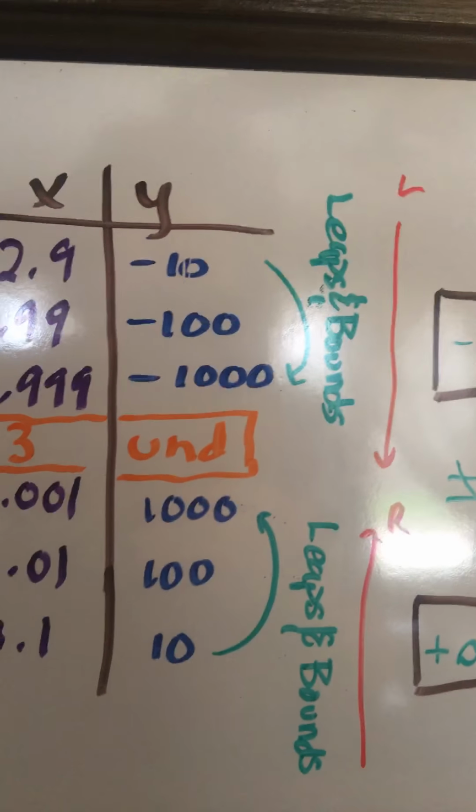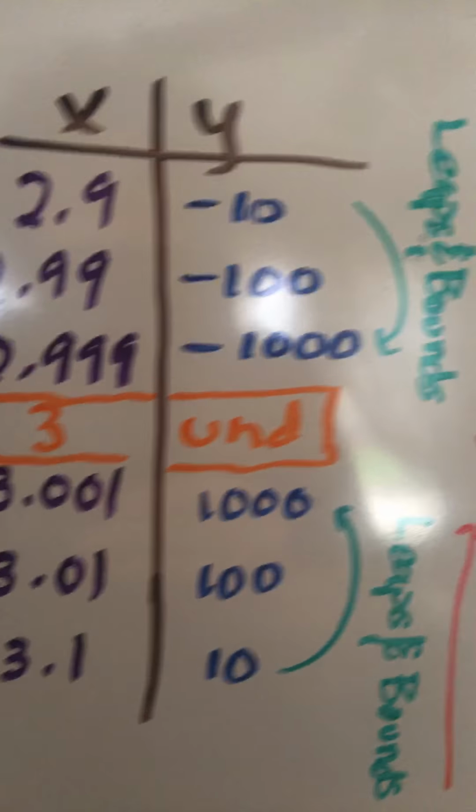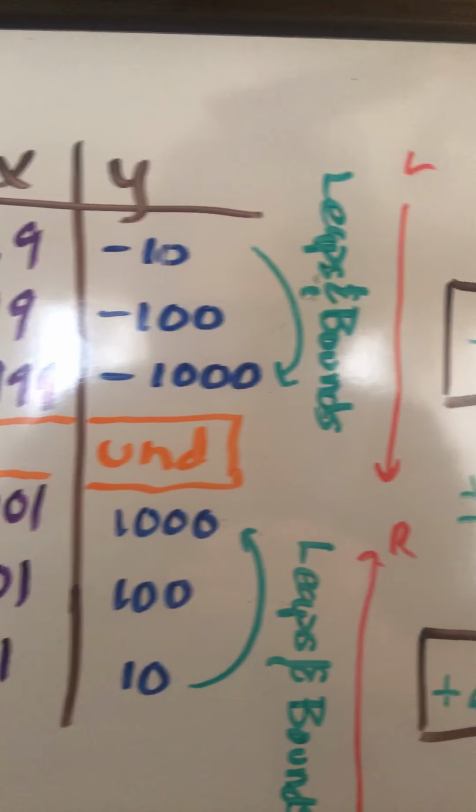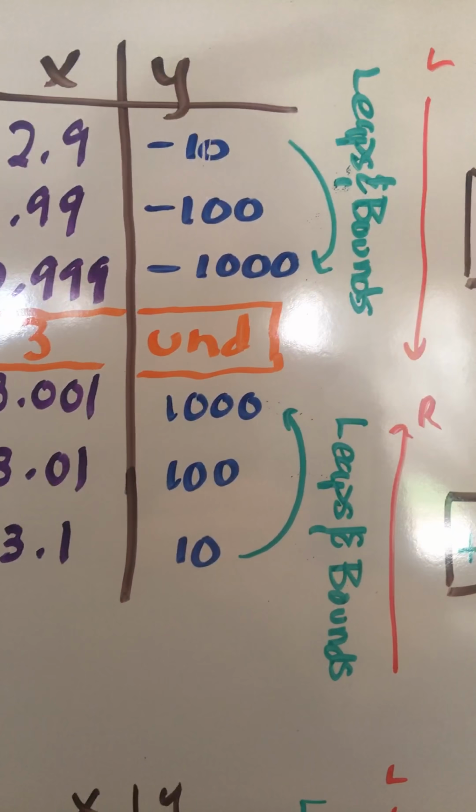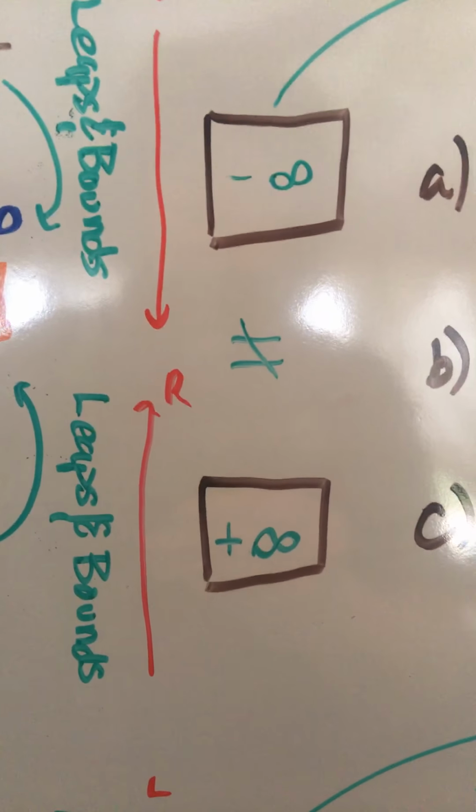Notice leaps and bounds, not itty-bitty steps. So when you see leaps and bounds and not itty-bitty steps, we're talking about infinity. Since this is heading downwards, negative infinity. This is heading upwards, so this is positive infinity.